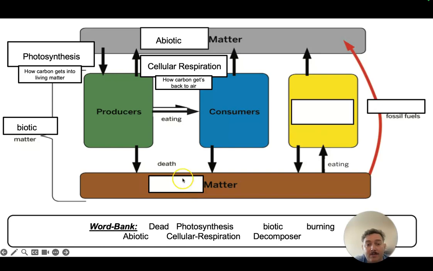And on the bottom, we have dead matter. So you can see the arrows going down. When something dies, it turns into dead matter. And now to the yellow box, we have decomposers. You see an arrow going from dead matter to the yellow box. That's representing decomposers eating the dead matter, breaking it down. And last, we have burning fossil fuels. So remember, carbon can also get back into the ecosystem directly by burning fossil fuels.